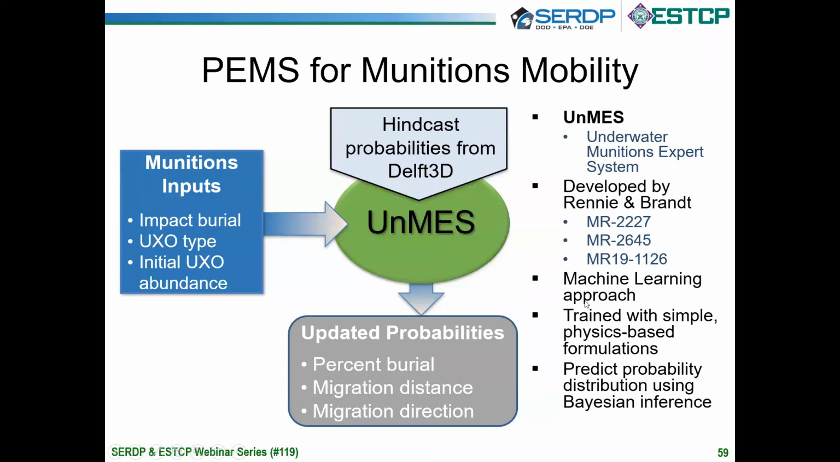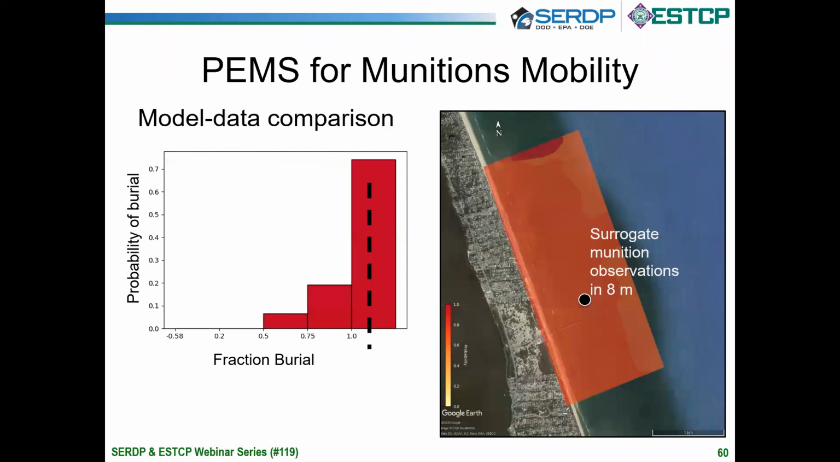And so this is coupled with the underwater munitions expert system, UNMES, which was developed by Sarah Reddy and Alan Brandt at the Applied Physics Lab at Johns Hopkins over a course of MR projects listed here. The idea is that you get your hydrodynamic forcing from Delft 3D. You also can get information about the morphodynamics of the bed. You combine that with whatever you know about the munitions, and you put that all together in UNMES, and you get some probabilities of burial or migration. And we'll look at what those probabilities look like here.